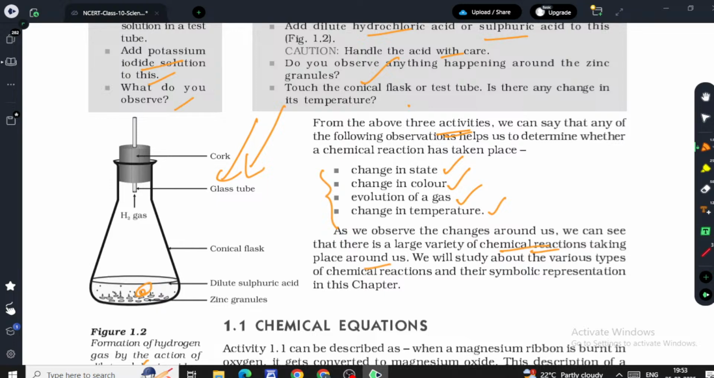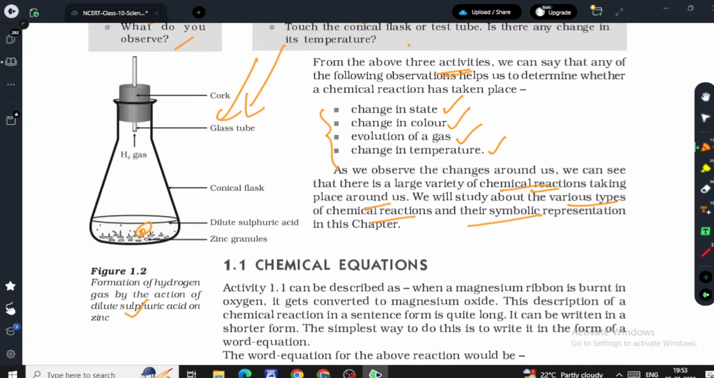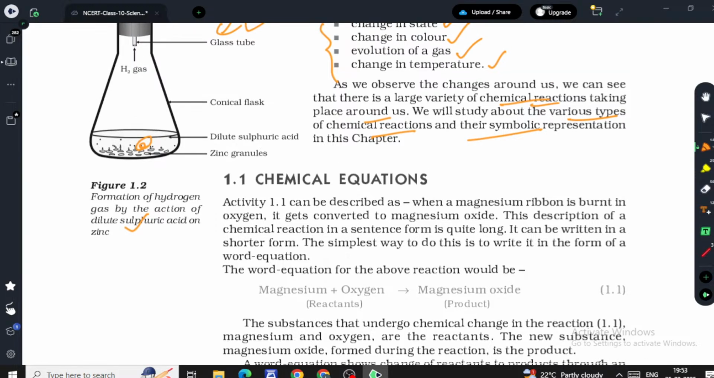We will study the various types of chemical reactions and their symbolic representation in this chapter. Okay, we'll study the various types of chemical reactions and their symbolic equations. This is the main purpose of this chapter. We'll read about the different types of chemical reactions, how many types there are, and their symbolic equation or representation, how to represent the equation. This is the main purpose of this chapter.